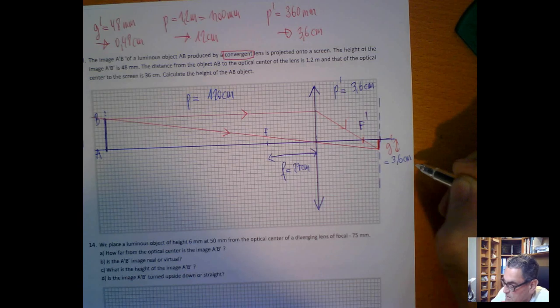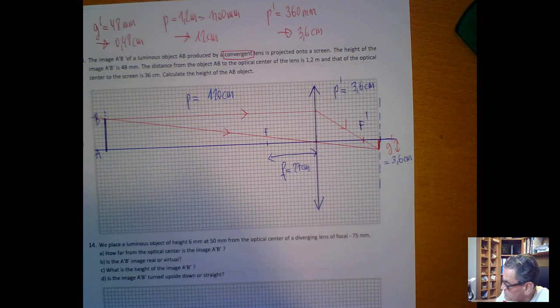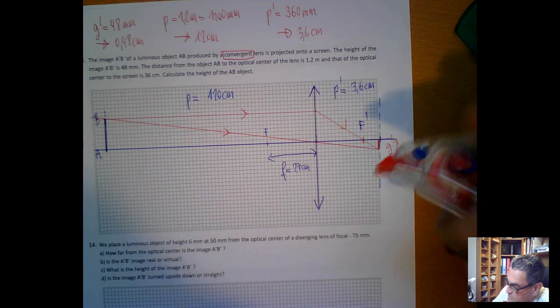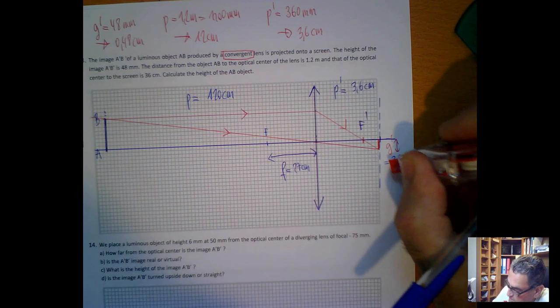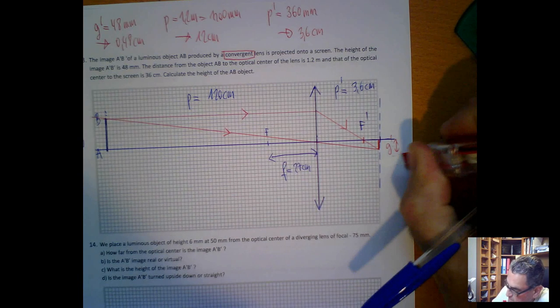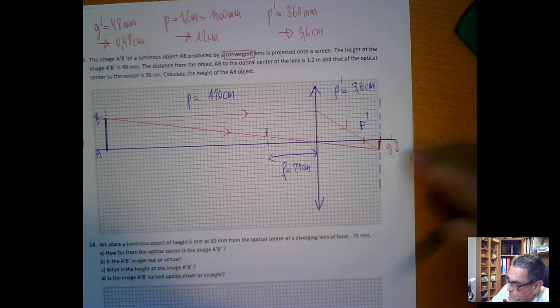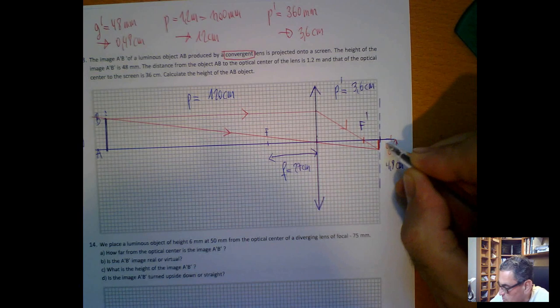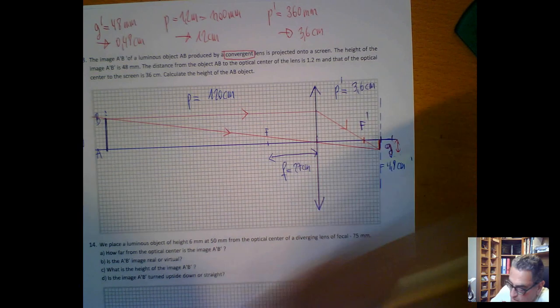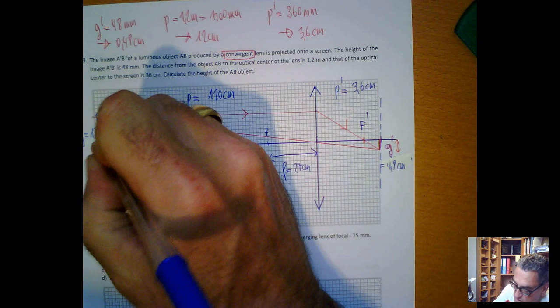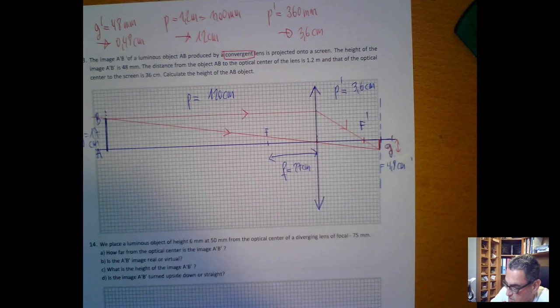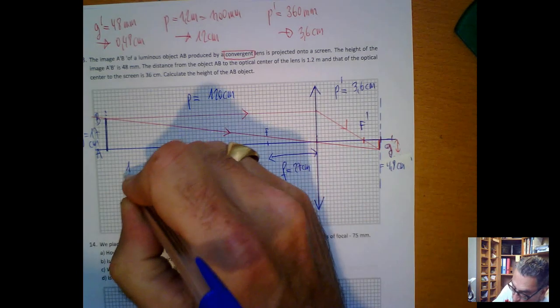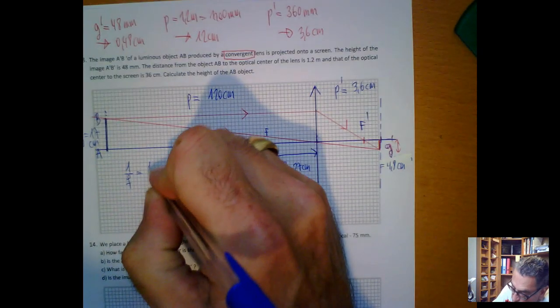We have G prime, which is 4.8 centimeters, and we have G, which is 17 centimeters. So let's check. First of all, let's check the law of lenses.